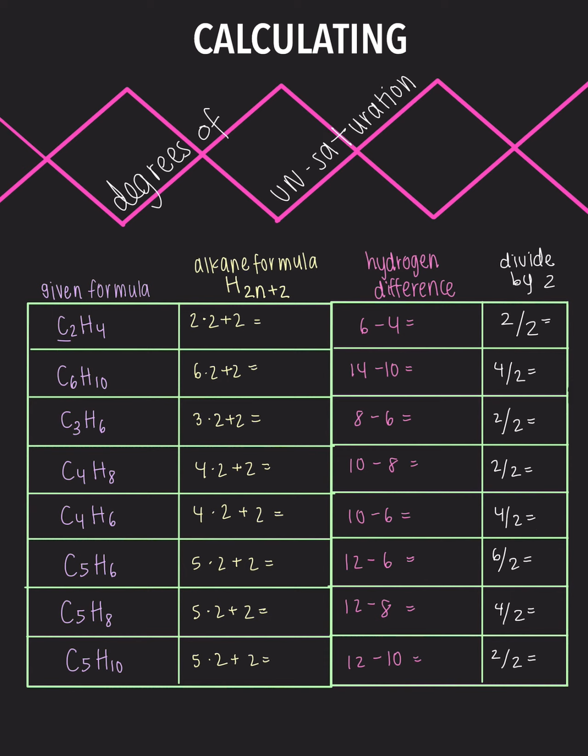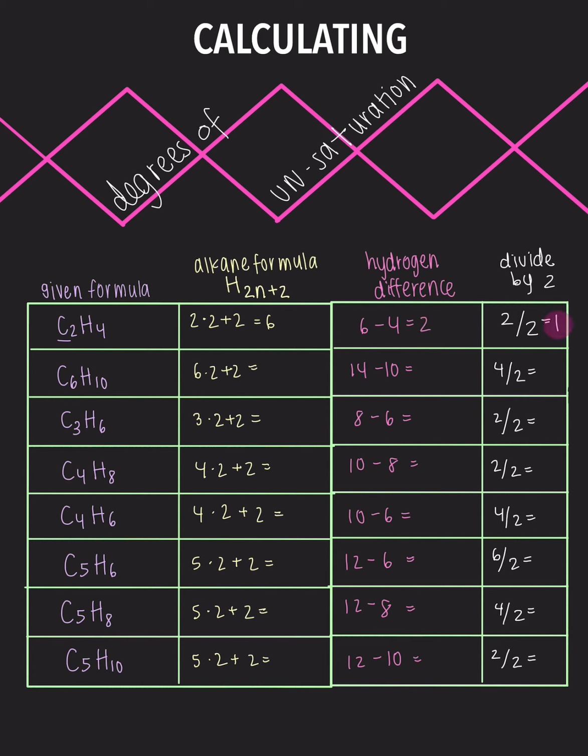So let's practice together. In the first example, I have C2H4. So I have 2 carbons, and I'm going to plug that 2 into the formula. For the hydrogens, it's 2n plus 2, and again, my n this time is going to be 2. So 2 times 2 is 4, plus 2 is 6. Now, in the formula that I calculated for my alkane, I have 6 hydrogens. In the formula that I was given, I have 4 hydrogens. So 6 minus 4 is 2. Divided by 2 is 1.